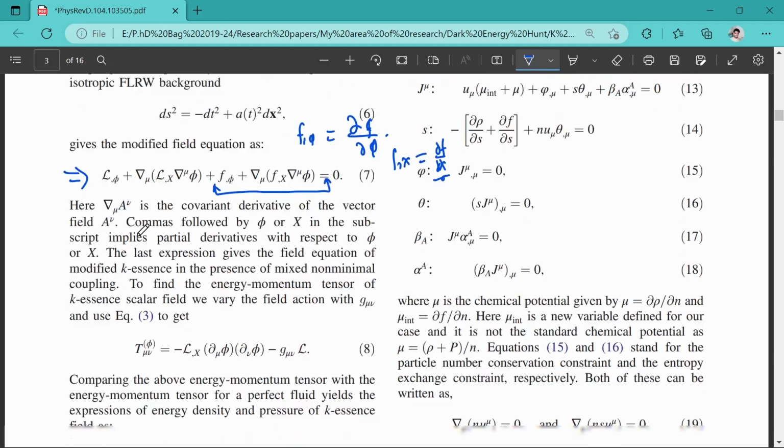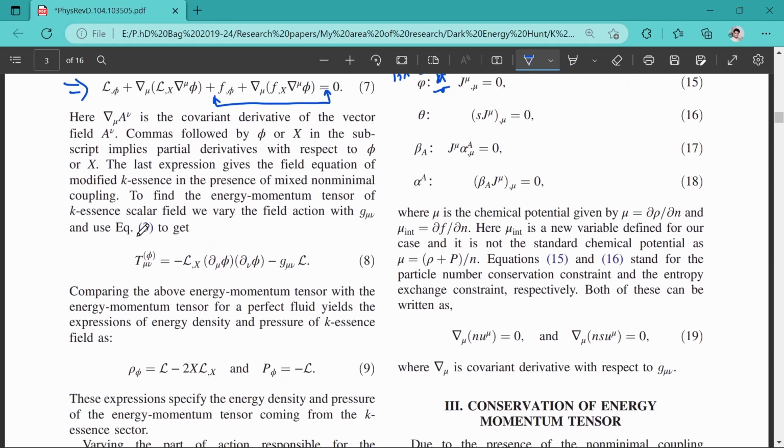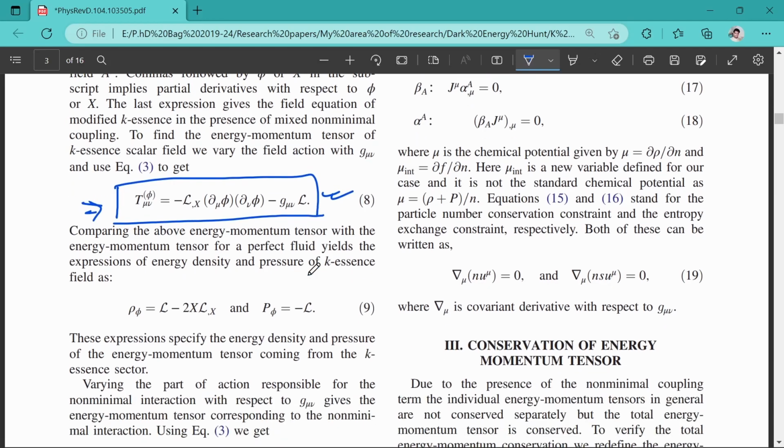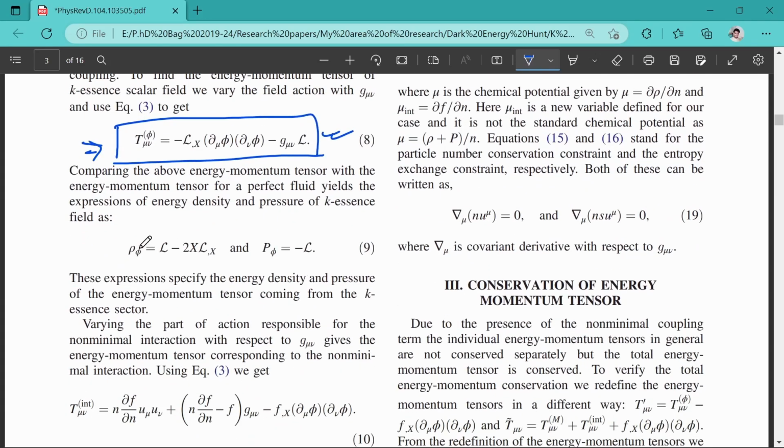In this case we can also derive the energy momentum tensor corresponding to this field. This is the expression usually found in standard research papers, and from here we can easily find what the field density and the pressure are.